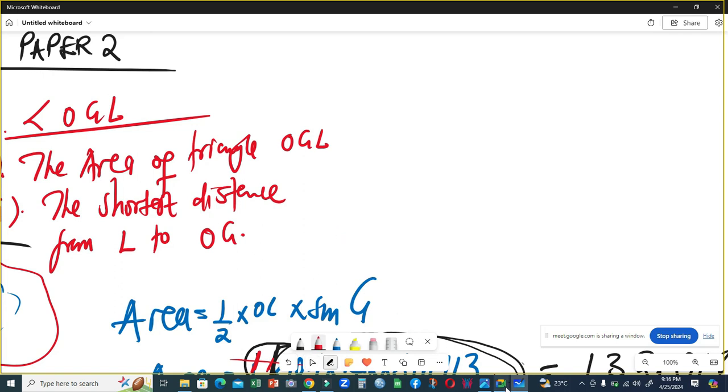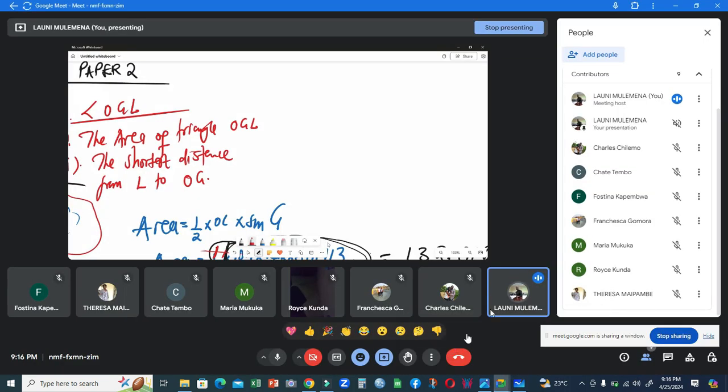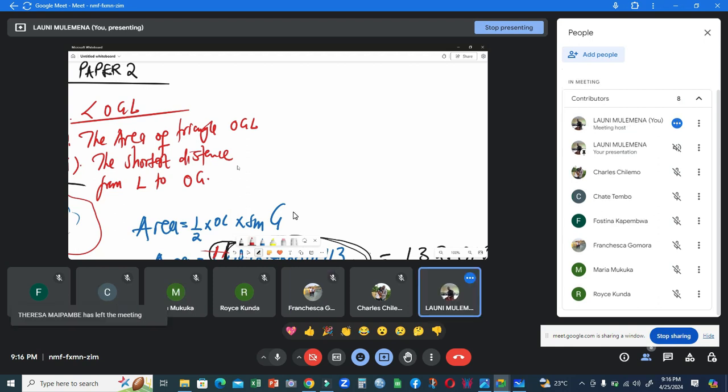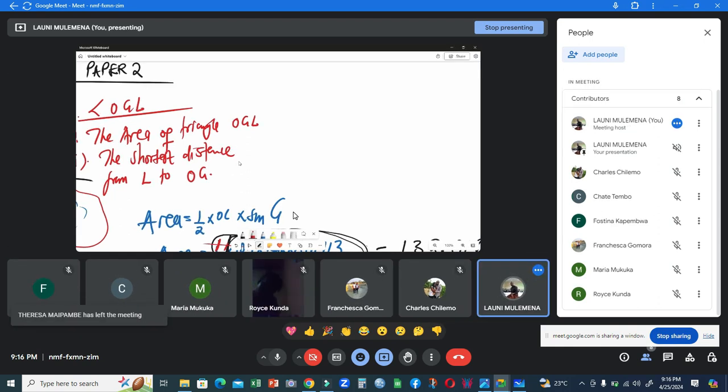So now, while I was teaching or showing you how to find the area, I was thinking in my mind, with the shortest distance, what can I do? Should I show them where the formula is coming from, or I can just go direct by giving you the formula to use? That's a debate which I was having. Which one is better? Which one do you want? Starting from showing you where the formula is coming from, or just the formula is okay?